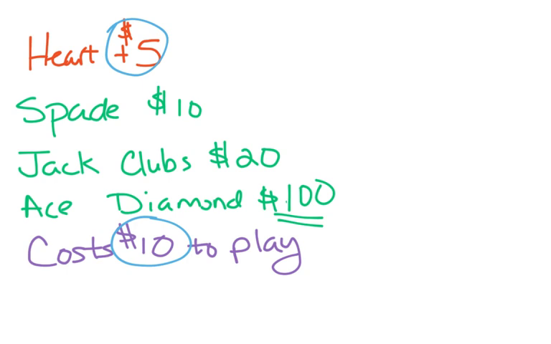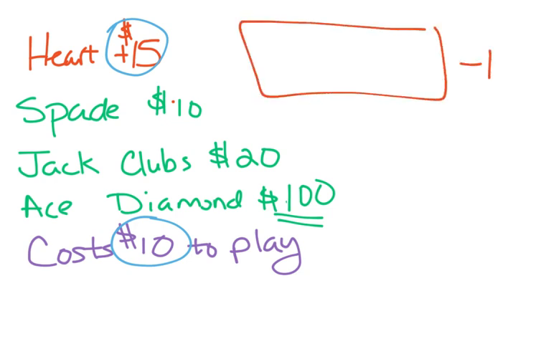Let's make this a little bit more quote-unquote fair. Let's make the heart $15. We'll make the spade that, and the jack of clubs that. Okay. So the question is, is this quote-unquote fair? Let's figure out what the expected value is. We have to figure out the probabilities, and when we do this whole thing, we'll figure out the expected value. Then at the end, we'll subtract $10 because that's how much it costs to play each hand.